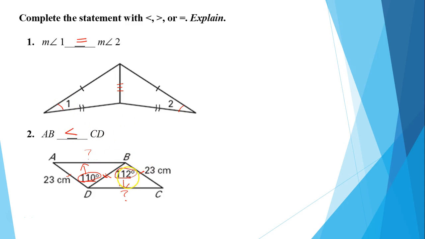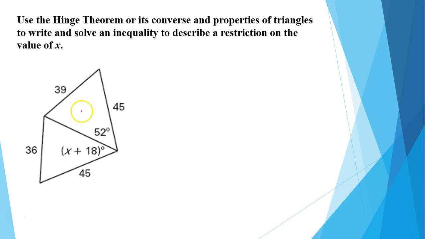There. And that's how we determine whether or not segments are equal or greater than or less than each other. We need to figure out their corresponding parts of the triangles to determine equality or not equality. All right, last problem of this review.